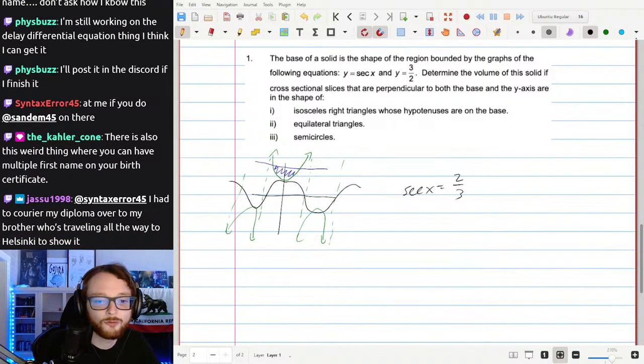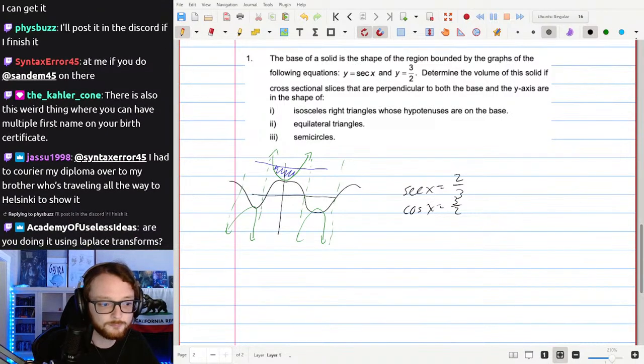So if secant x is 2/3, that means cosine x is 3/2. Wait. Oh, I reversed it. That doesn't make sense. If it's 3/2, then cosine x is 2/3. That makes more sense. And 2/3 is a horrible thing to take the inverse cosine of. So I'm just going to leave it as arc cosine 2/3.